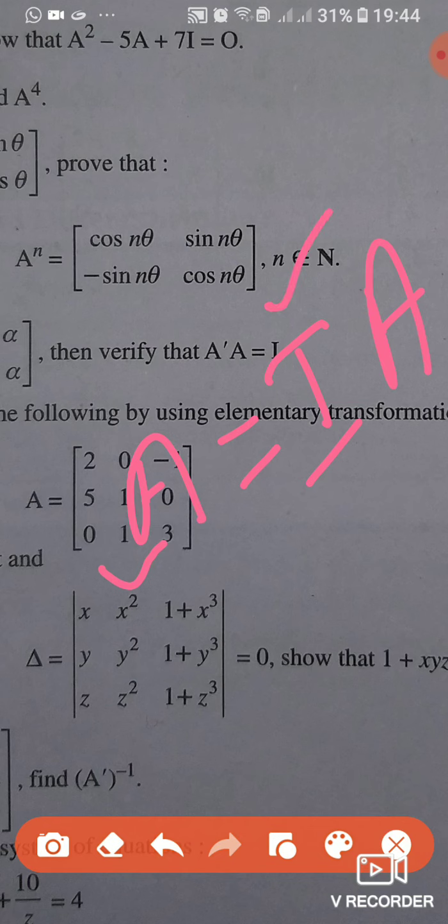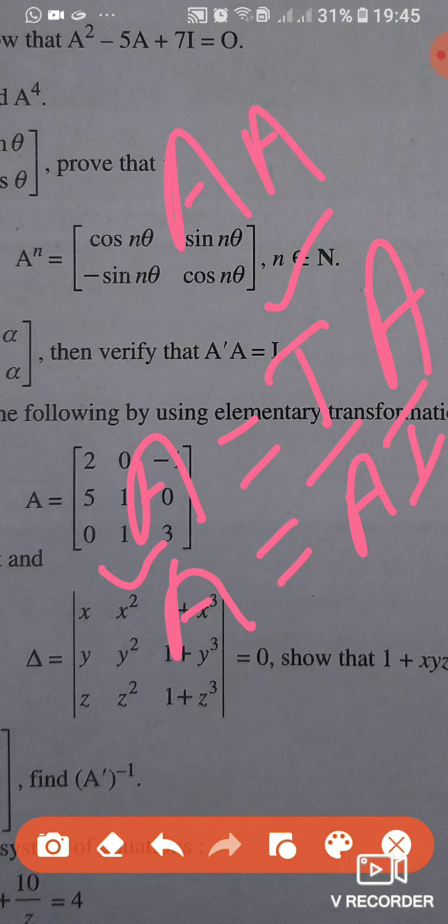If you want to apply elementary column operations, you will write the arrangement like that, A equal to AI. Then the rest of the process will be the same. Finally, you know that any matrix multiplied by its inverse gives the identity matrix. Therefore, the resulting matrix will be the inverse of A. So I hope you understand this.